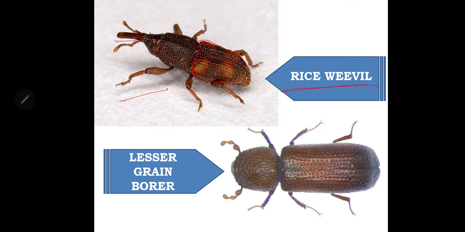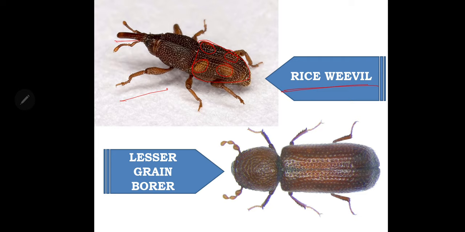The grubs pupate inside the grain. The pupal stage lasts 6 to 14 days. On emergence, the adult weevil cuts its way out from the grain and starts feeding for the next 4 to 5 months. At least 3 to 5 generations can be completed in a year.